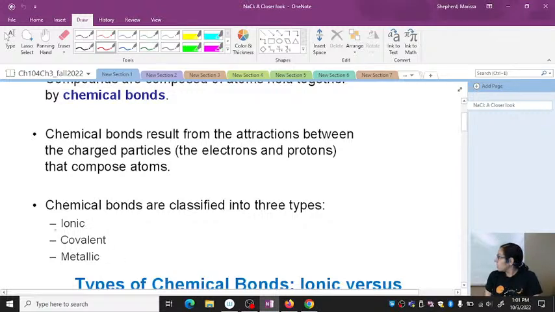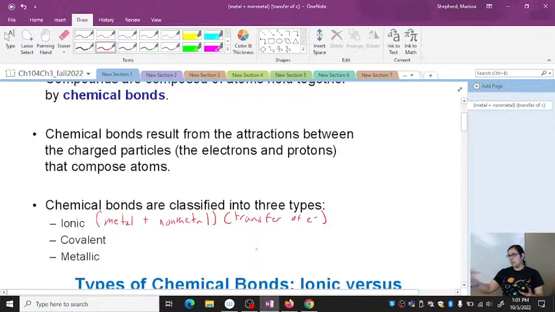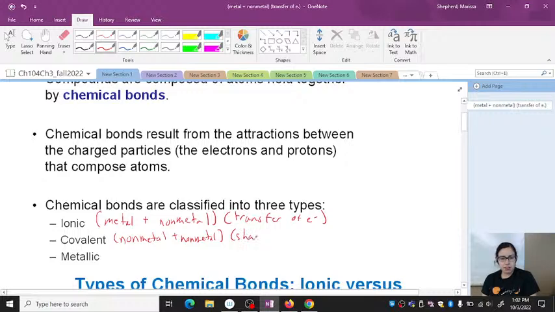There are 3 main types, and we're mainly going to be focusing on ionic and covalent. Ionic is just metal plus nonmetal. Anytime you see that, you're going to have a whole transfer of electrons, so they're not sharing any. Our alkali metals give up an electron and give it to a halogen, like chlorine or fluorine. Covalent is usually nonmetal plus nonmetal, and again, this will be sharing electrons.